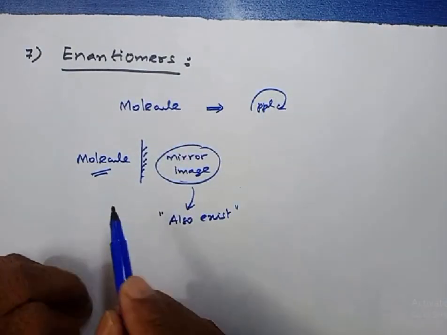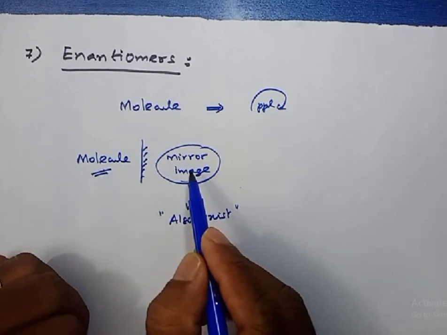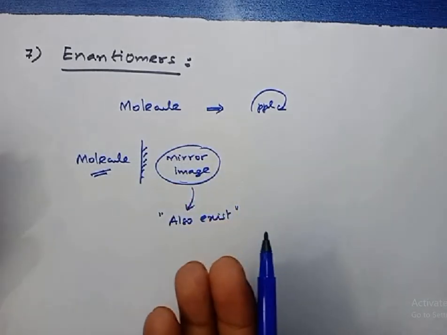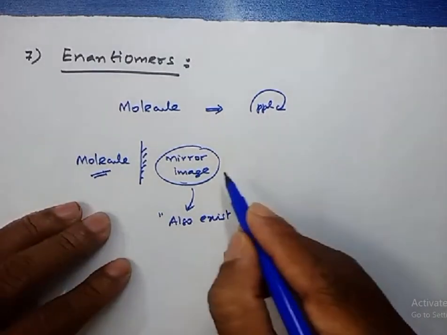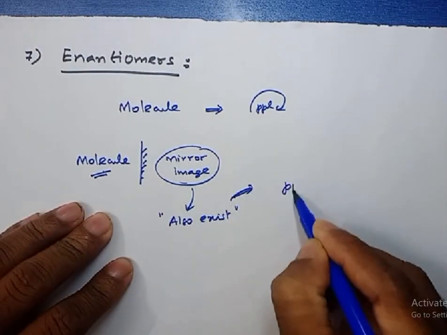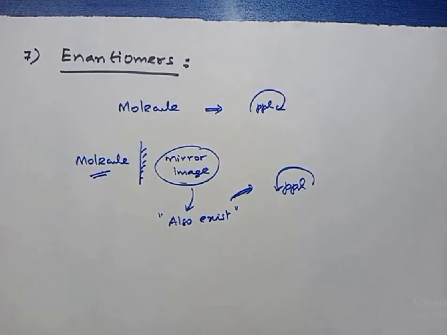What is the difference? The difference is that the molecule and its mirror image molecule have all properties in common. They differ only in the direction of rotation of plane polarized light. So the mirror image molecule rotates the plane polarized light in the anti-clockwise direction.